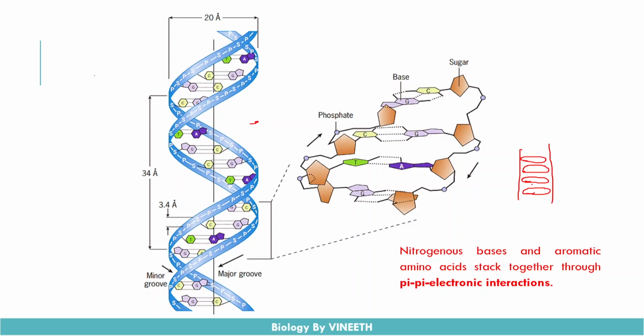This kind of stacking involves pi electronic interactions and gives enormous stability to the DNA strand. So the first stability is by the stacking interactions, and then by the phosphodiester linkages, and then by the hydrogen bondings. So these are the major stabilizing forces which are present in the double helical DNA. One is the base stacking.